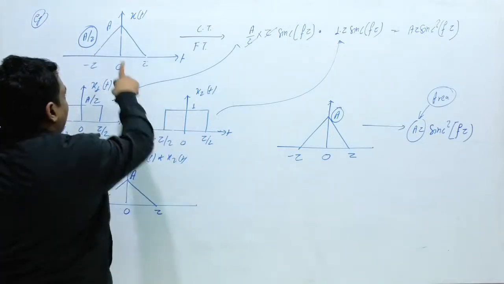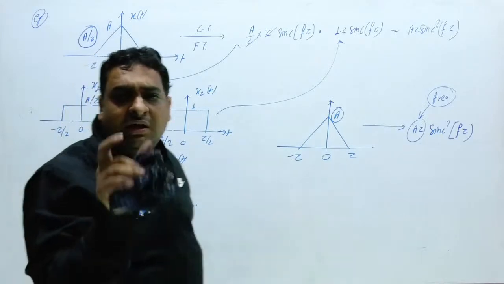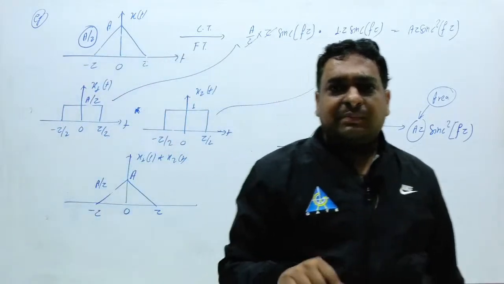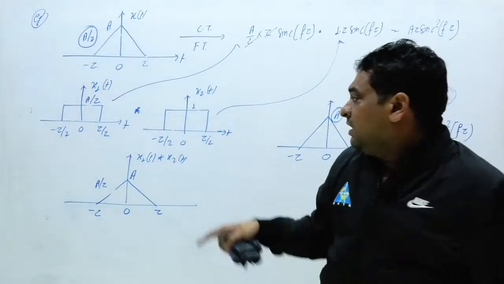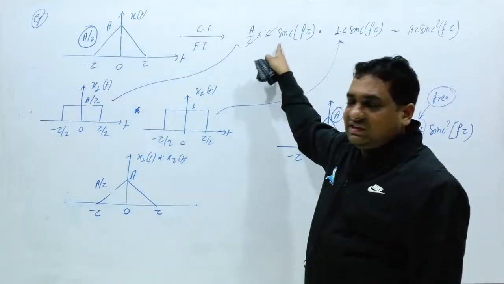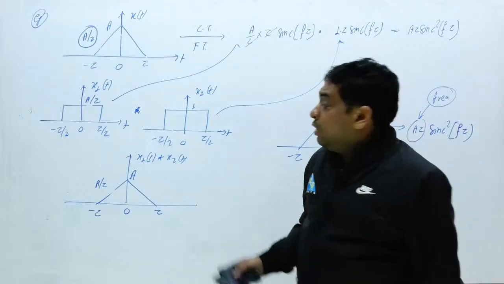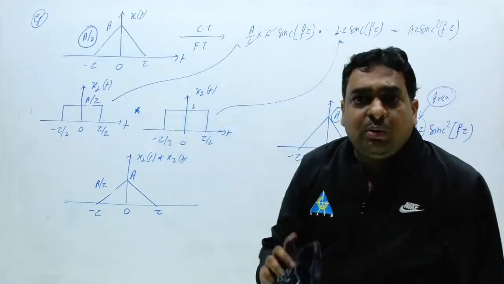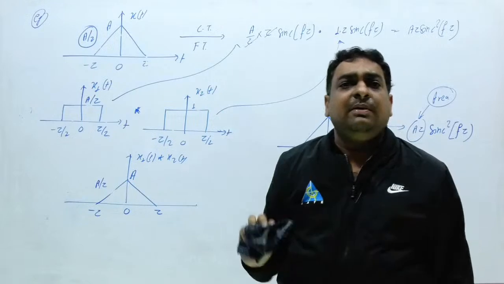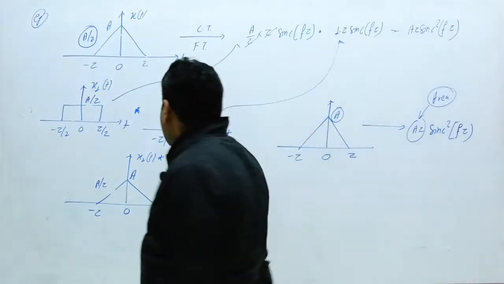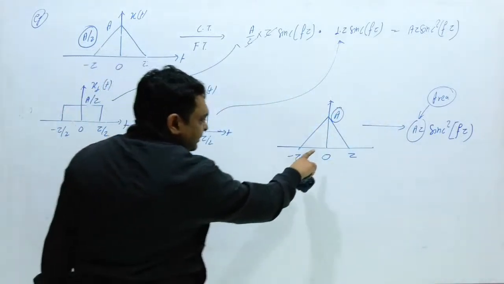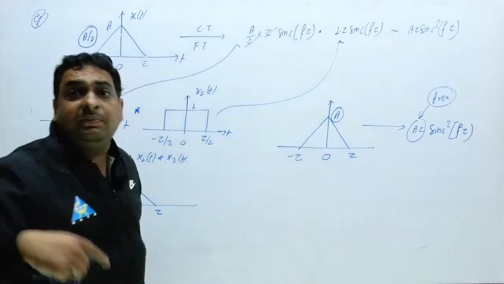Just you should concentrate. This triangular signal we can create by two-step signals, and the convolution of two-step signals you will get a triangle signal, and this step's Fourier transform is sinc. Clear this thing? Now one more answer can also be possible.